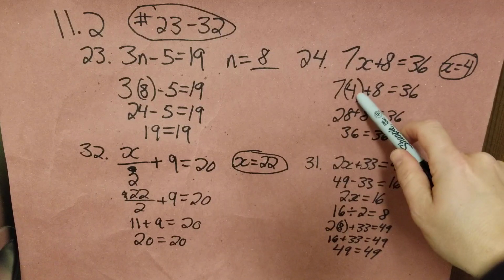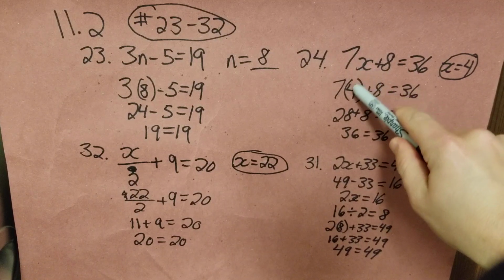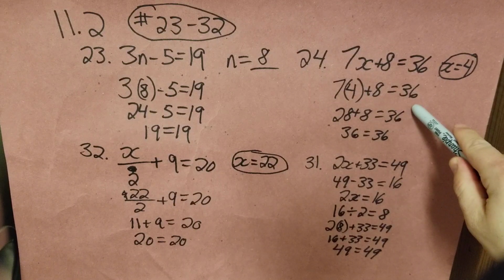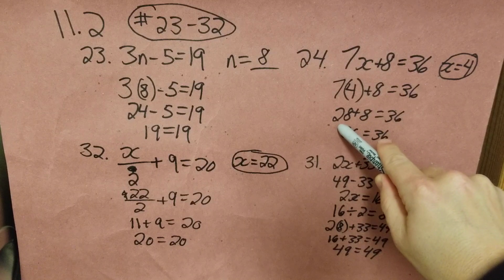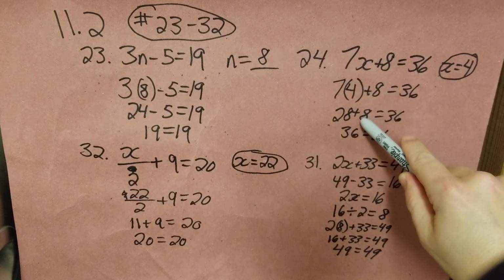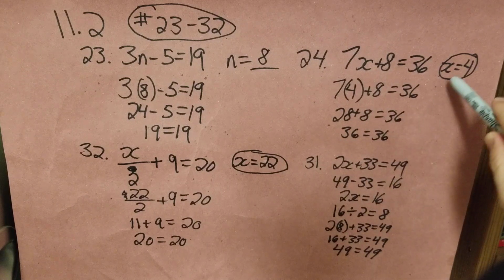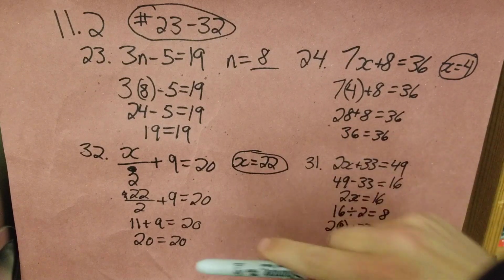So if I think the answer is 4, I take x out and replace it with 4. 7 times 4 plus 8 equals 36. 7 times 4 is 28. 8 stays the same. 28 plus 8 is 36. 36 is 36. Good.